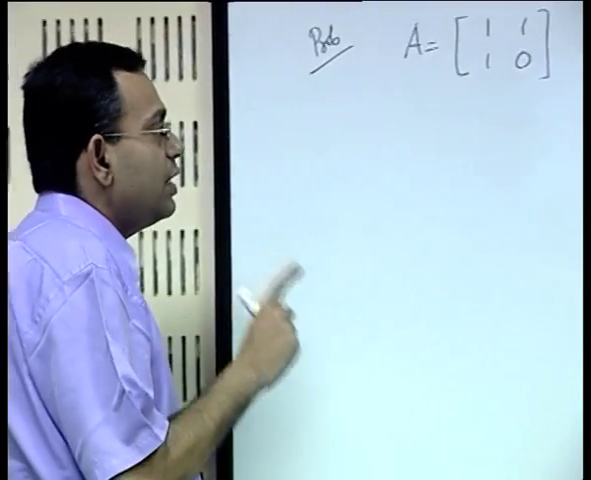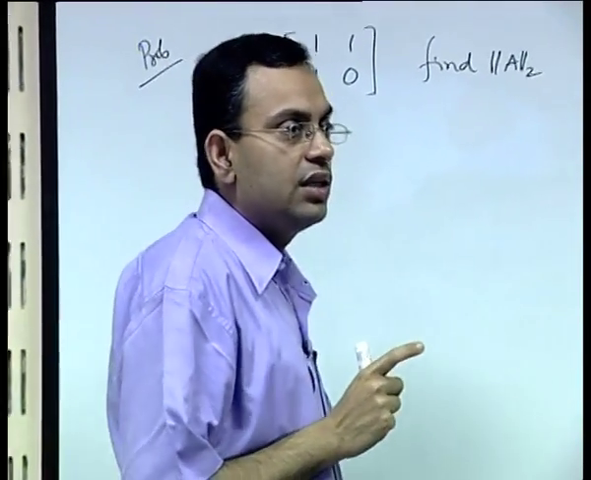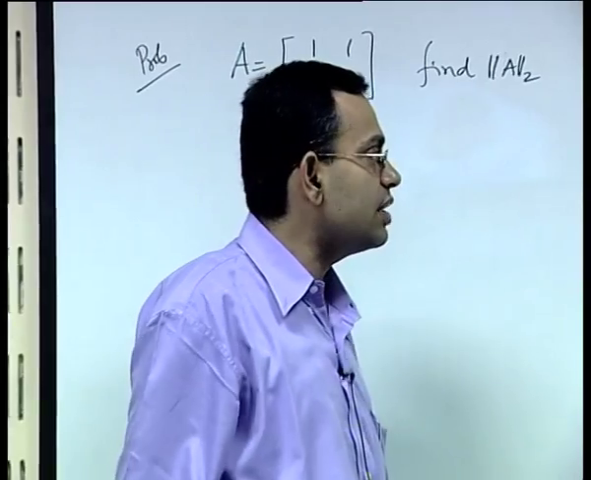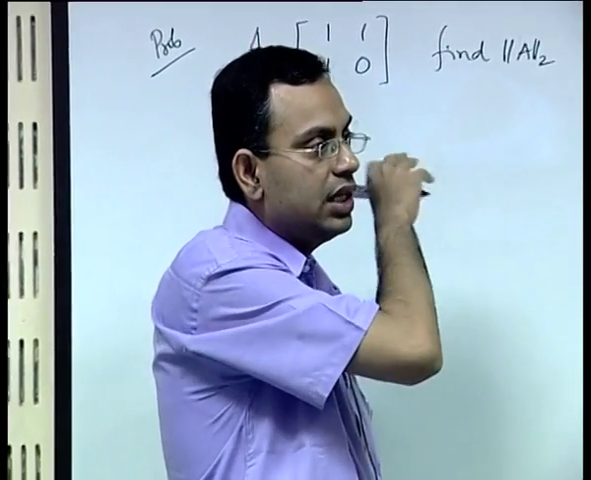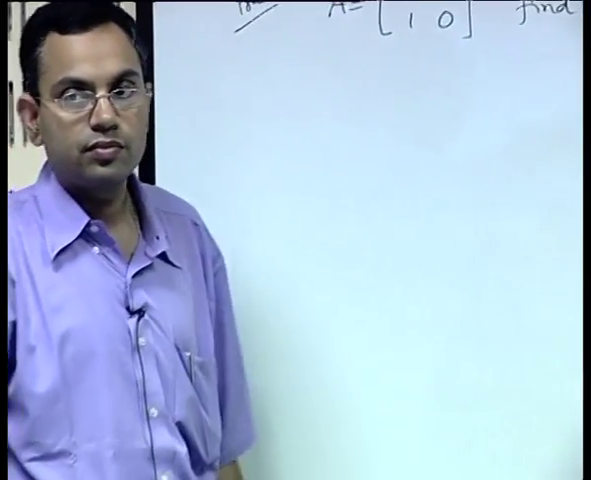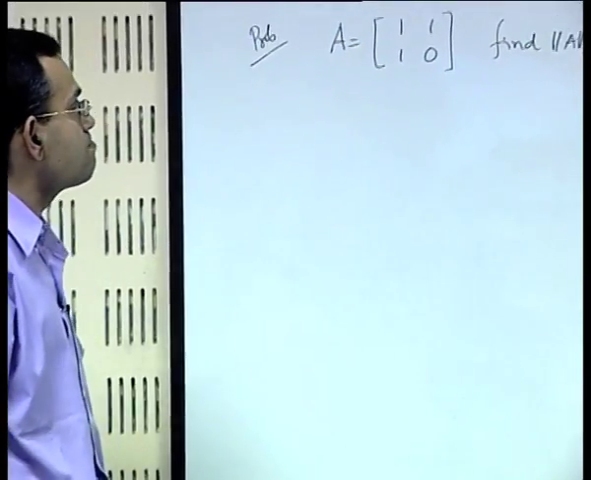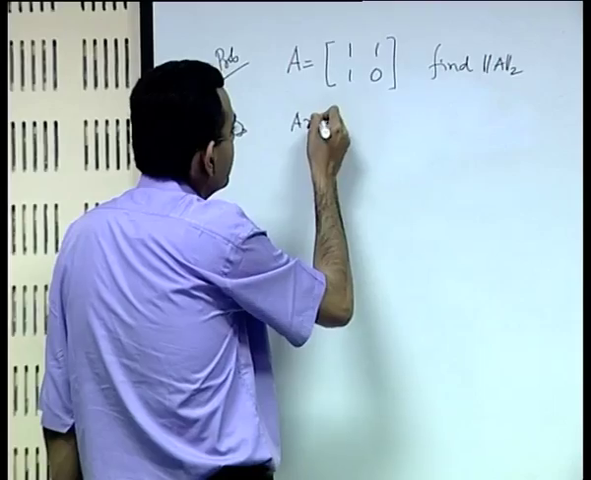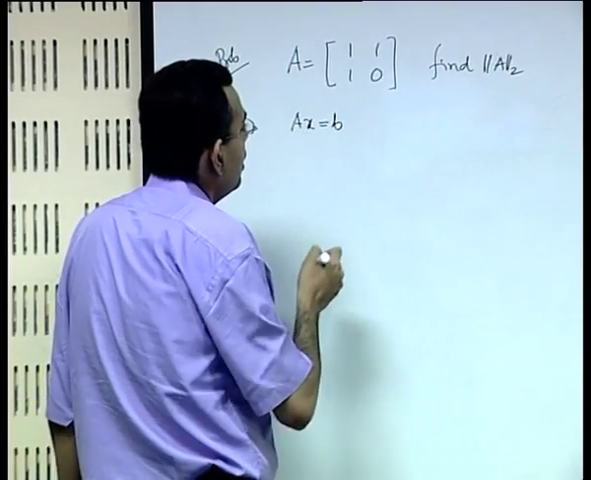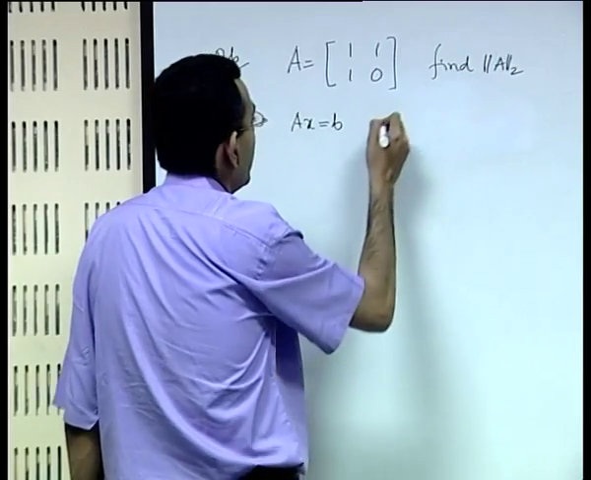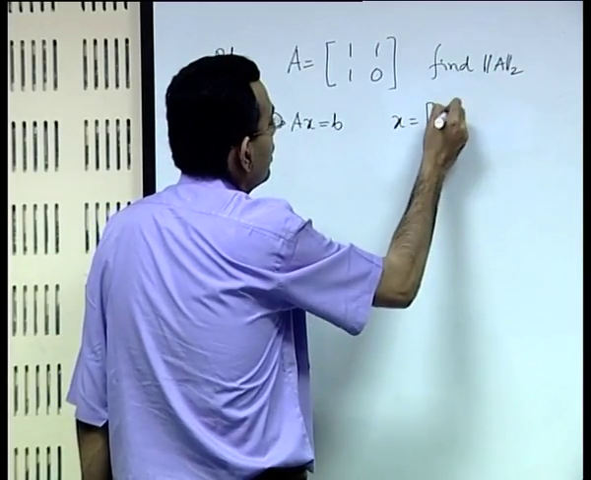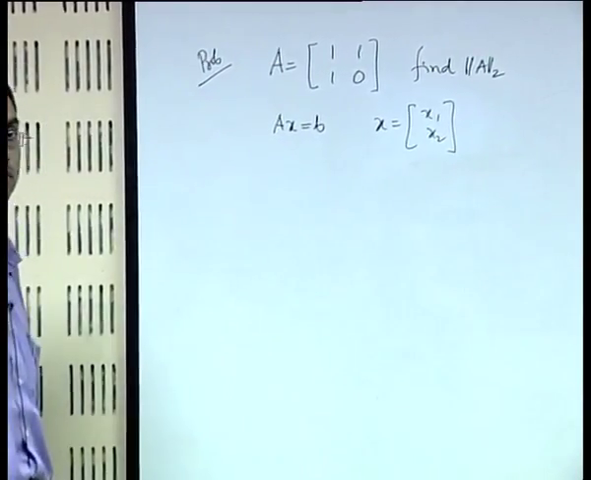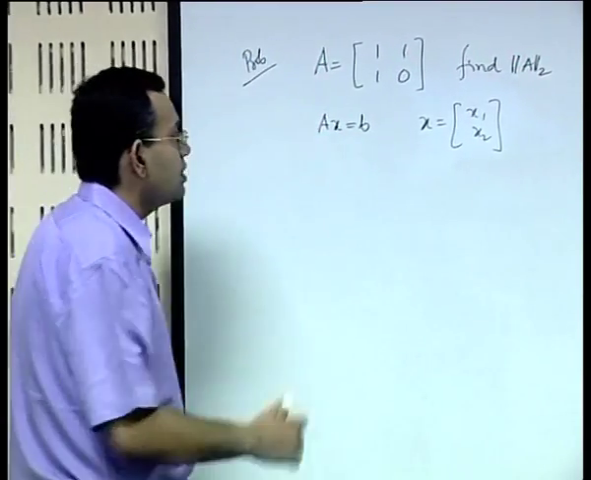The first norm and the infinity norm for a matrix are kept for special purposes and we will touch upon them separately, but here we consider the second norm. So, let us say that we have Ax equal to some b, where x equal to x1 x2. So, what is Ax?